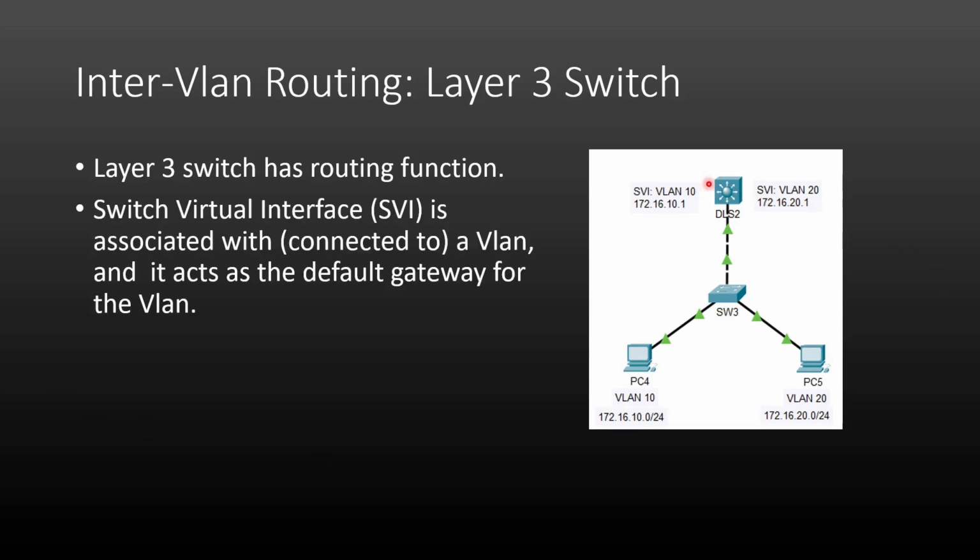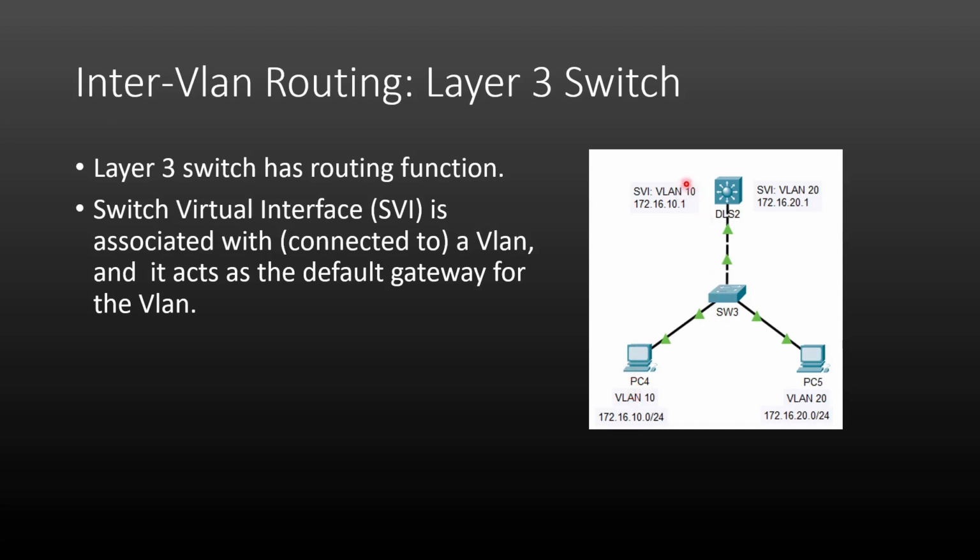How does a layer 3 switch perform the routing? It uses the switch virtual interface, SVI. The SVI is associated with, or connected to, the VLAN. We basically create a switch virtual interface for each VLAN, then give it an IP address like 172.16.10.1. That IP address on the VLAN 10 interface acts as the default gateway for devices in VLAN 10.